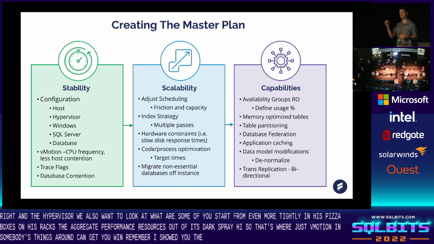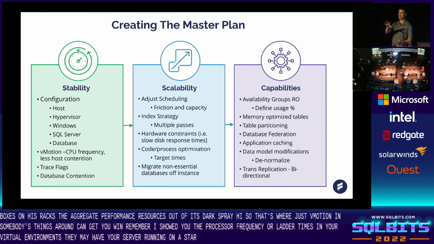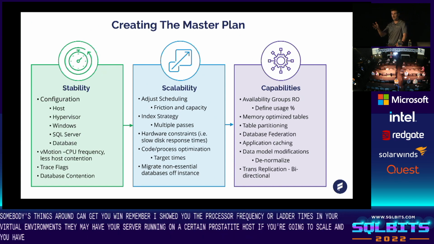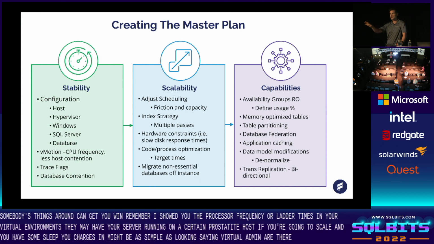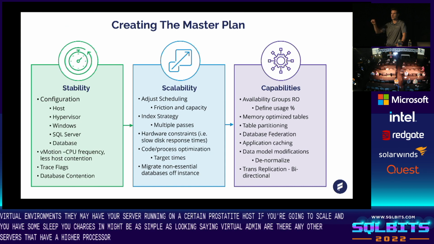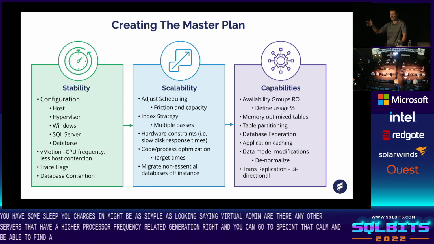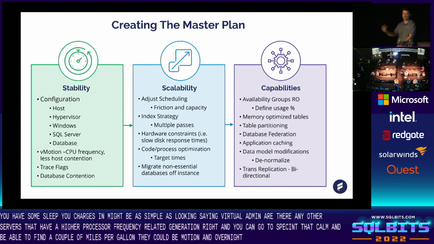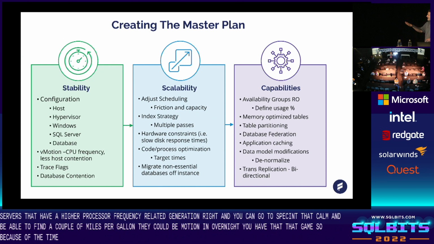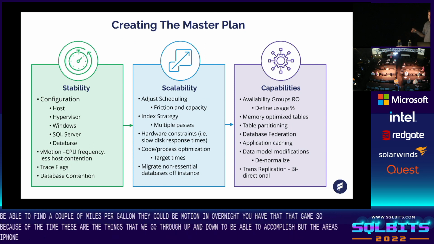Remember I showed you the processor frequency? A lot of times in your virtual environments, they may have your server running on a certain, I call it, processor type or host. If you're going to scale and you have some CPU challenges, it might be as simple as saying, hey, virtual admin, are there any other servers that have a higher processor frequency or a later generation, right? And you could go to specint.com and be able to find, I call it, the miles per gallon. They could vMotion, and overnight, you have that gain. So because of the time, these are the things that we go through up and down to be able to accomplish. But the area I focus on first is config.